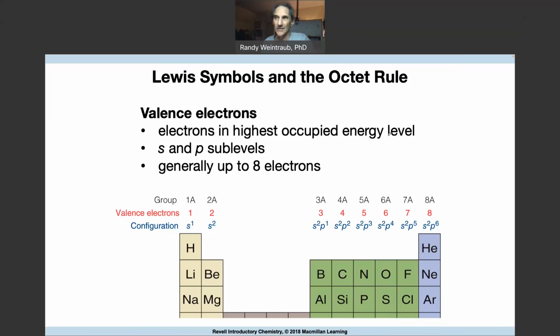Often that results in atoms becoming ions. For the main group, we can quickly determine the number of valence electrons, as we've said, by the group number. For example, nitrogen is in group 5A, so it has 5 valence electrons. Neon in group 8A has 8 valence electrons.